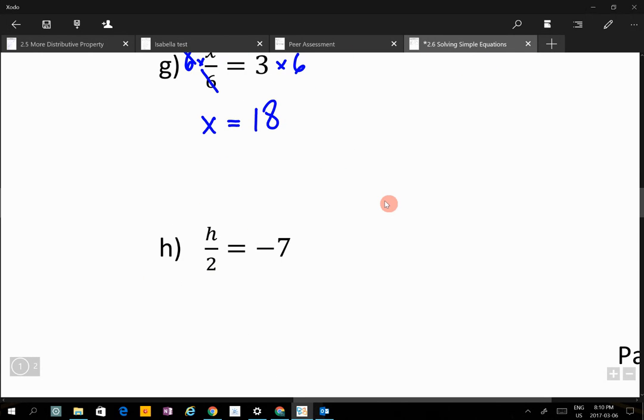Here, same thing again. If I multiply the left side by 2 and I multiply the right side by 2 to balance it, I can get my answer. So 2 over 2 cancel each other out. And I'm left with h, which is what I want to isolate. And negative 7 times 2 is negative 14.